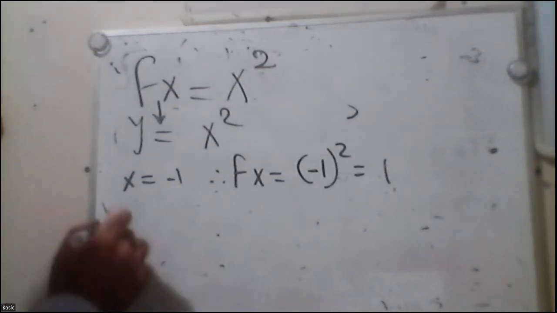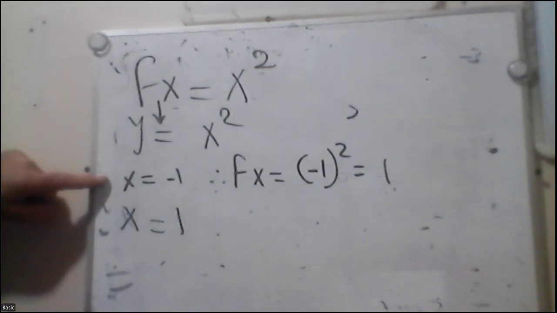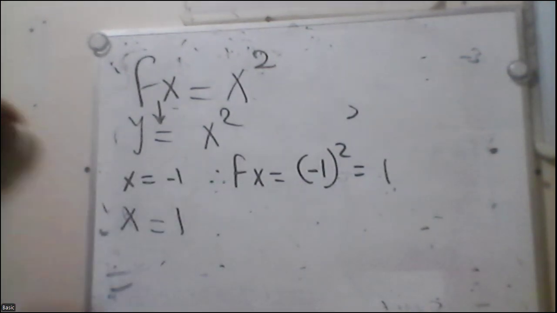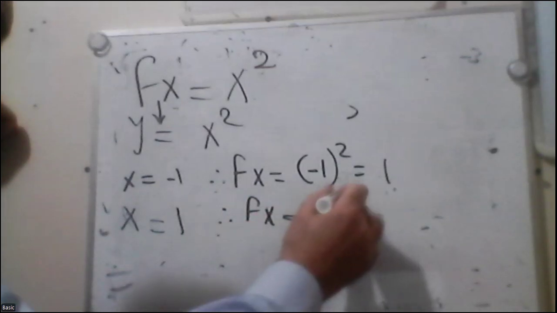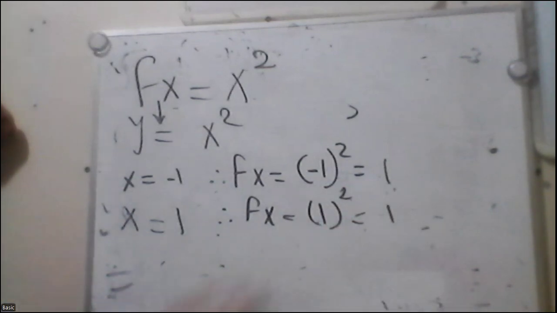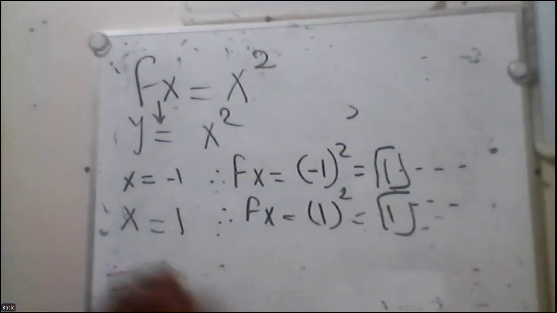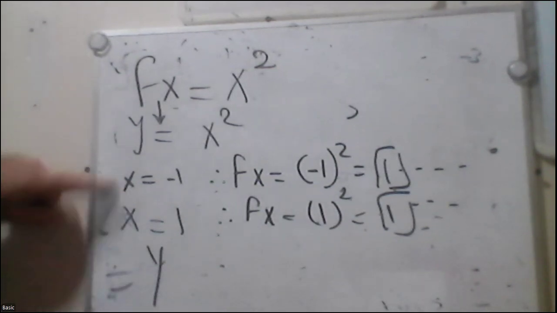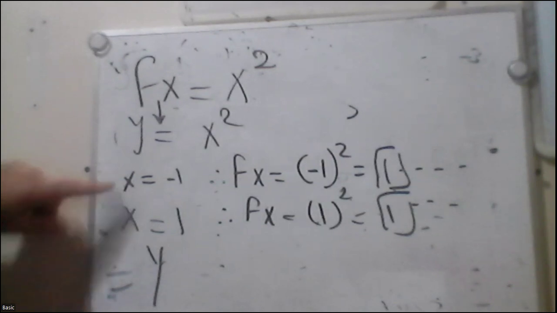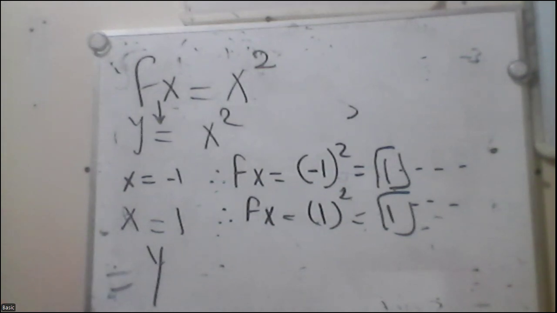Now I'm assuming that if x equals minus 1, and now I'm saying x will equal 1, then fx will equal 1 squared, that will give me 1. I have the same 1 in the two cases. In both cases the result is 1. So y has only one value, which is 1, but x may have different values. So the range might be many numbers, but only one number for y.